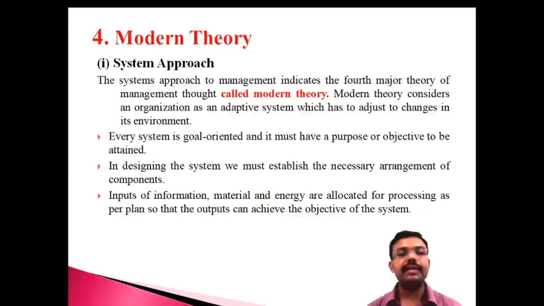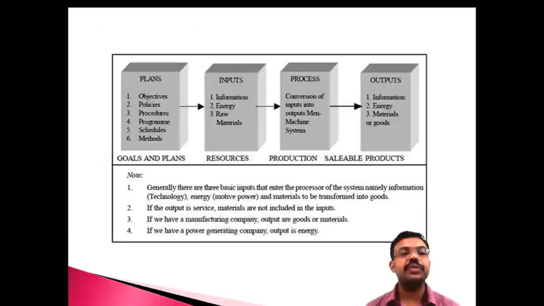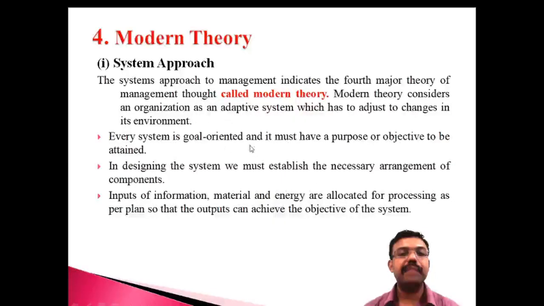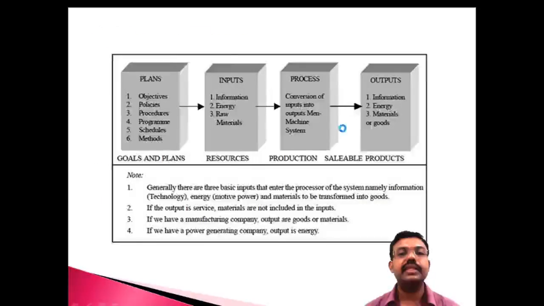Let's see this diagrammatic presentation of the system approach. There is a good plan, and there must be the input, and there must be the processing, and after that it relates to the objectives. This is the connection link as per the system approach: plan, input, process, output. First you decide the plan: objectives, policies, procedures, programs, schedules, and methods. These are the important elements of the plan.